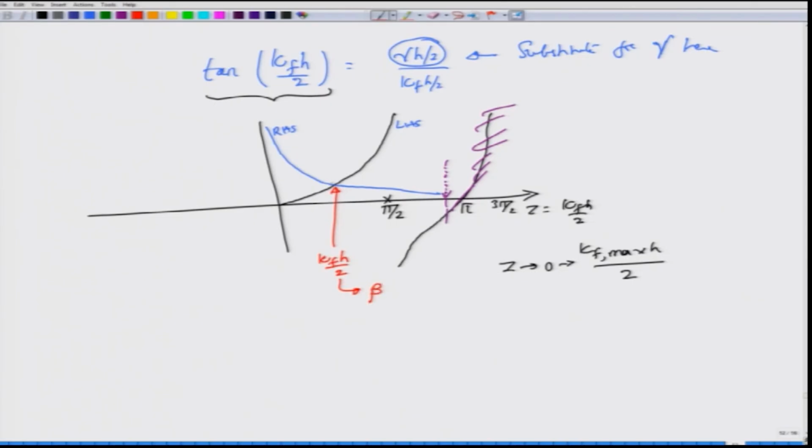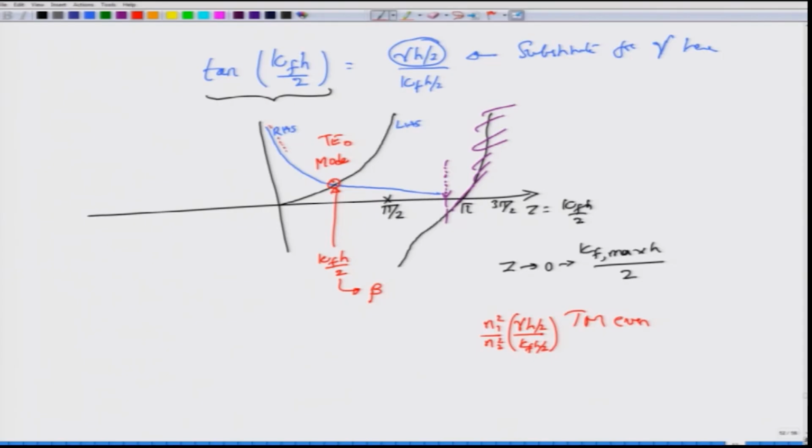So, this is what we would call the fundamental mode, and this mode happens to be the TE0 mode. What would be the situation for the TM even modes? Remember, for the TM even modes, the right hand side is basically n1 square by n2 square, and the corresponding gamma h by 2 by kappa h by 2 is essentially the same thing. So, all you have to do is to take the right hand side and draw another curve which would be slightly away from this one.